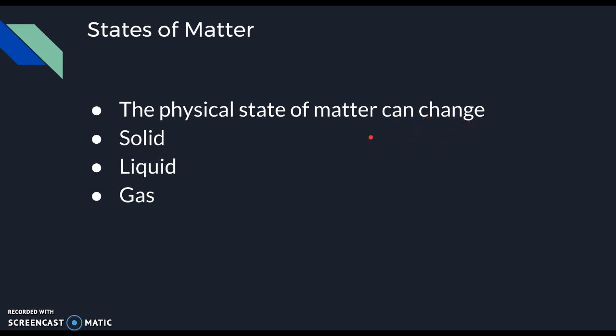Okay, so matter is not always in the same state. It doesn't always look the same. So we have actually 4 states of matter. One of them is plasma. We're not going to talk about plasma. It's beyond gas. It's actually a charged gas. It's what lightning is made out of. But we're going to focus on liquids, solids, and gases.